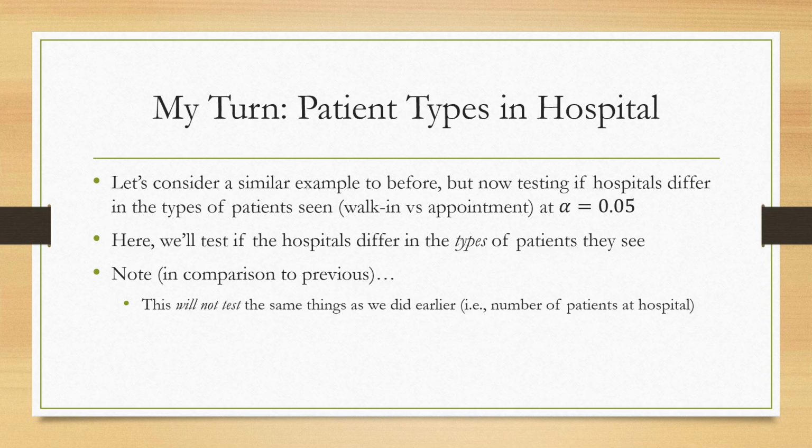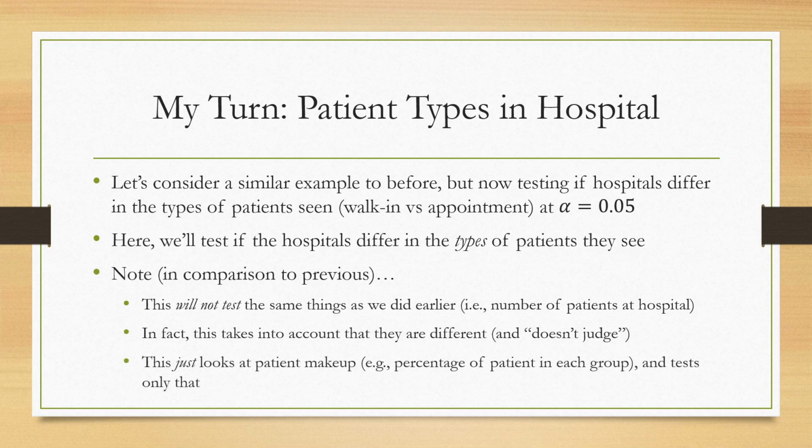The different numbers within different hospitals and different numbers of walk-ins versus appointments overall is actually taken into account in this analysis. This analysis lets them be different. And again, it doesn't judge here, but ultimately that doesn't contribute to a statistically significant difference. What this is looking at is the patient makeup per hospital to determine, is the patient makeup per hospital different?